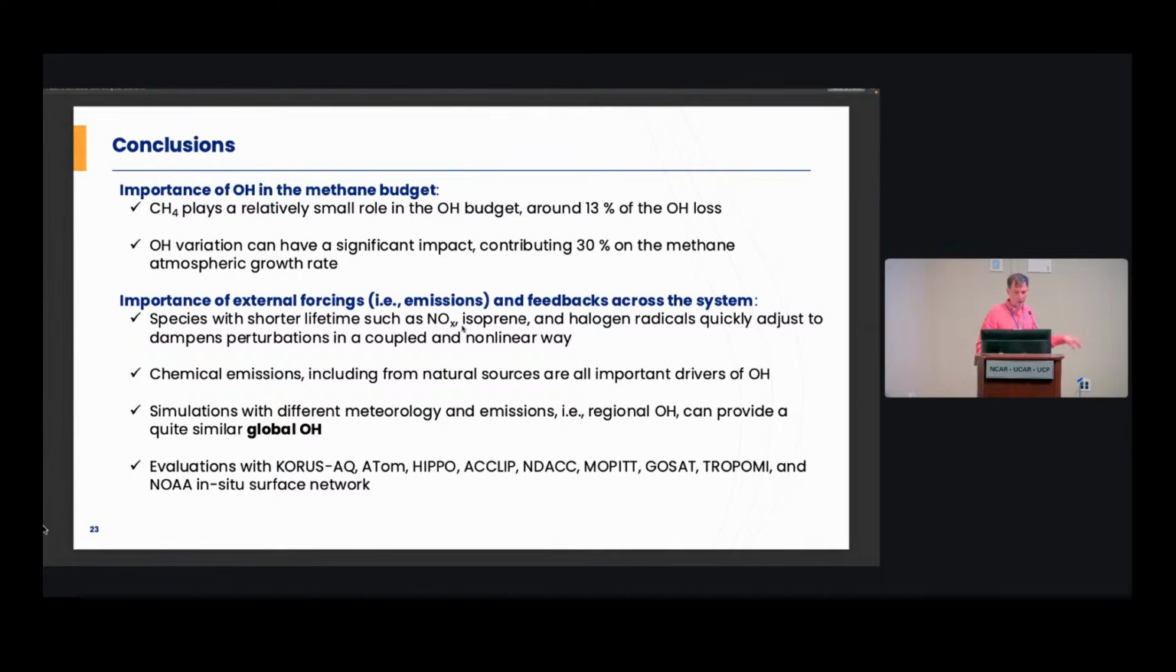On the other hand, methane plays a relatively small role in the OH variation, which means that prescribing methane could be good enough for looking at single-year tropospheric chemistry budget. But then you can have simulations with different meteorology and emissions and having a very similar global OH, and so you will have the same methane simulated, but for completely different reasons. So we really need more model intercomparison.